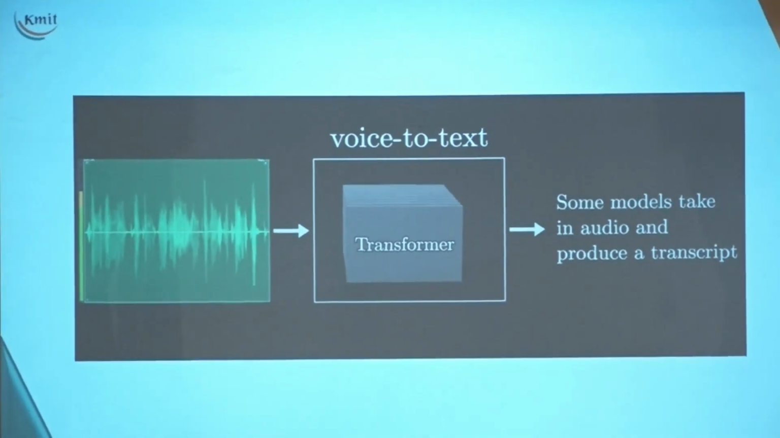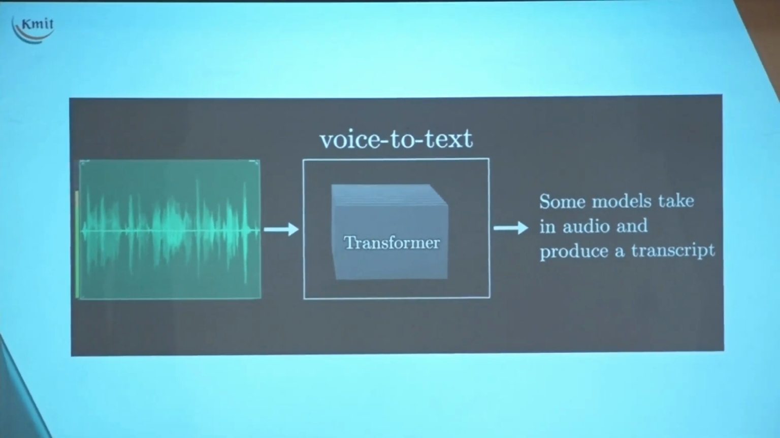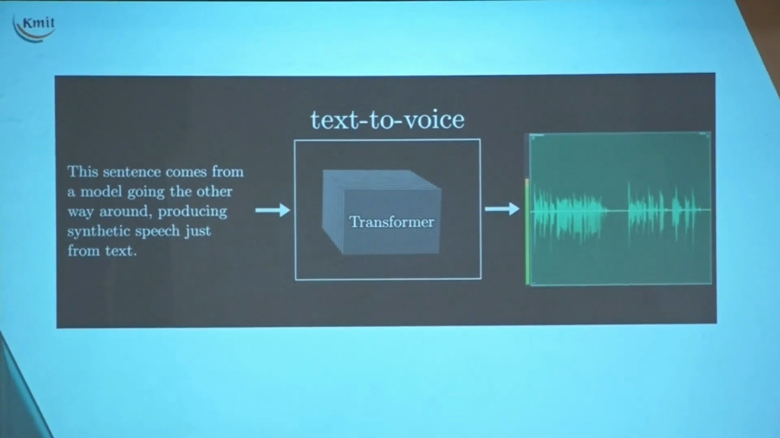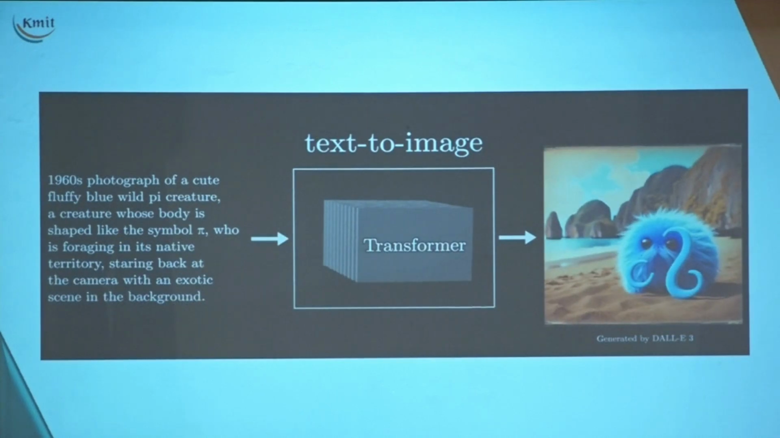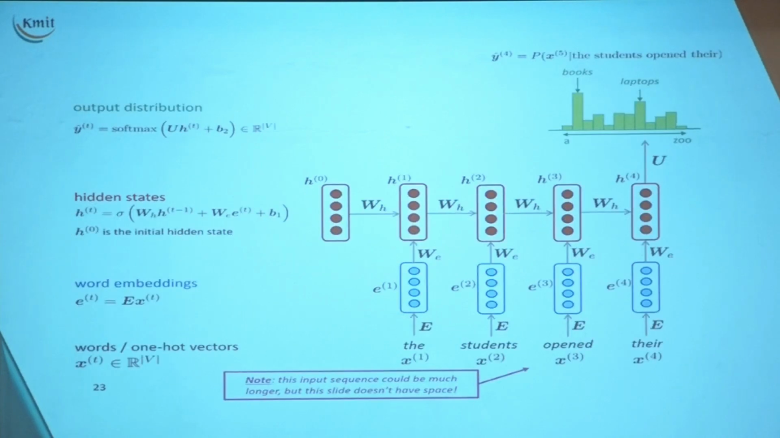So where do we use these LLMs or transformers? When I have voice to text conversion, I give a voice and the text should be converted. There we use transformers. The vice versa, give text, voice output. Give a text, generate an image out of it, and so on.